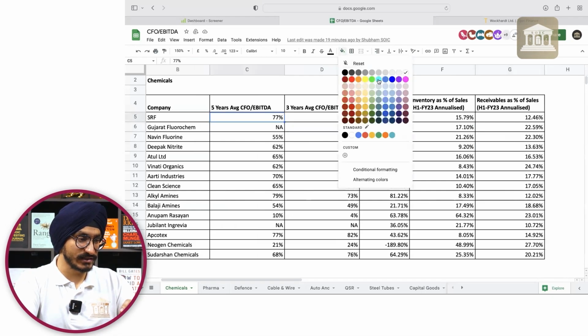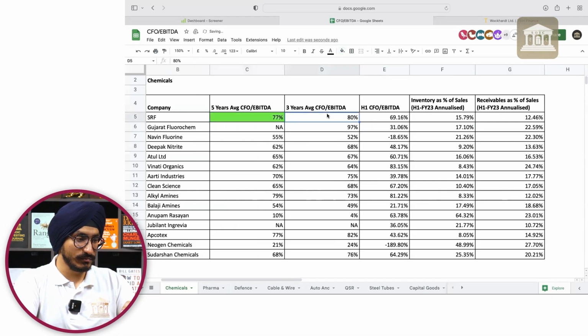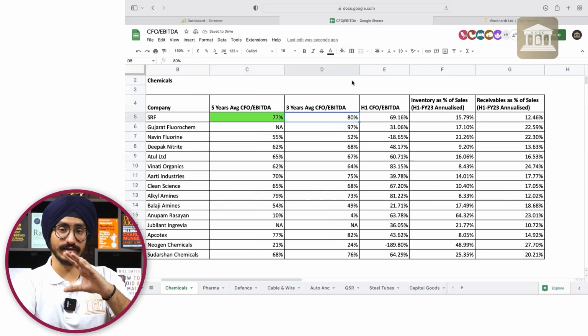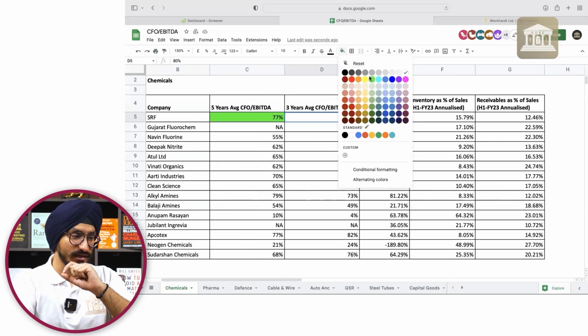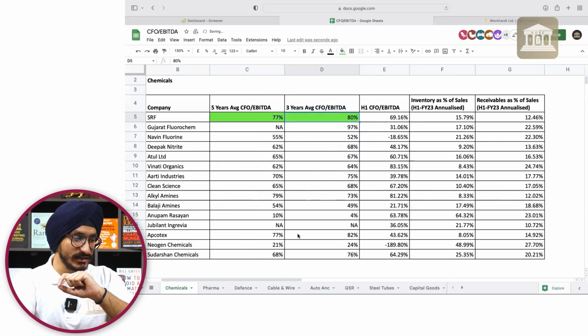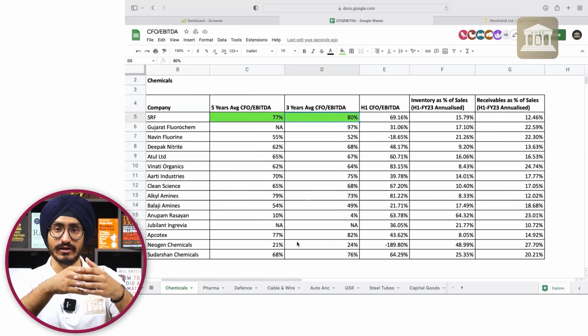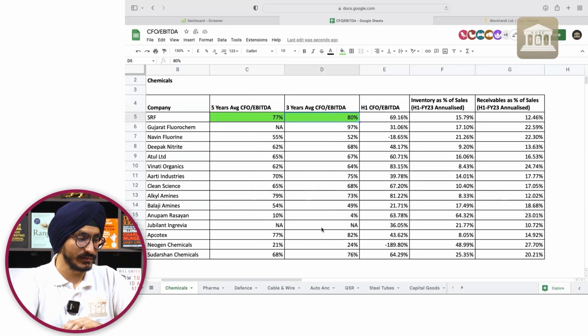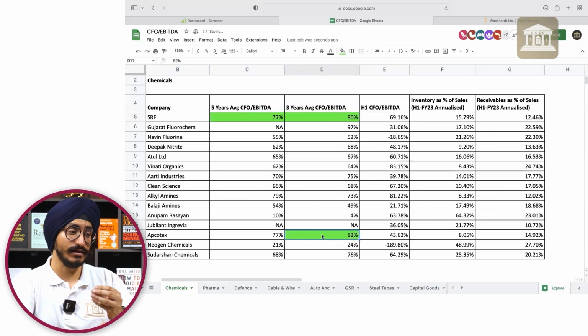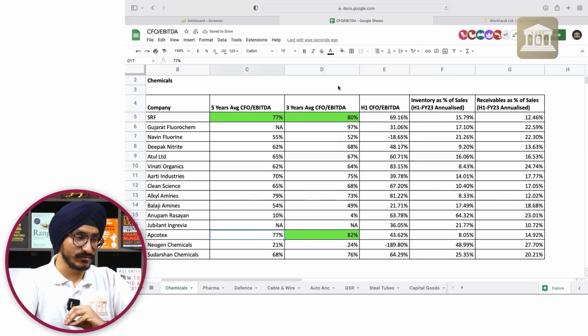Now over here for SRF, we can see that the CFO to EBITDA ratio for the last 5 years has been 77%, whereas in the last 3 years on an average, it has been 80%. If you look at the entire sector, SRF's CFO to EBITDA ratio is one of the better ones. If you look at Apcotex, even in Apcotex's case, the CFO to EBITDA ratio has been 82% in the last 3 years, whereas in the last 5 years, it has been close to 77%.